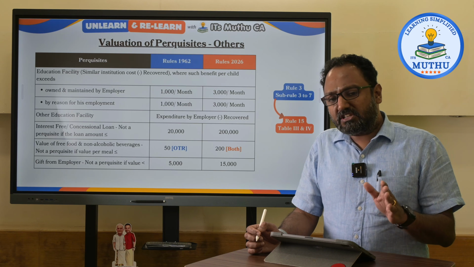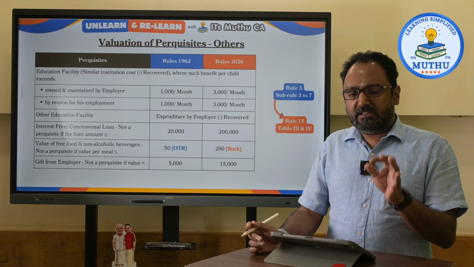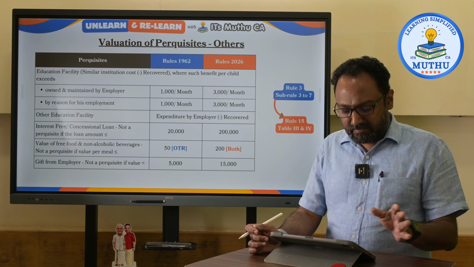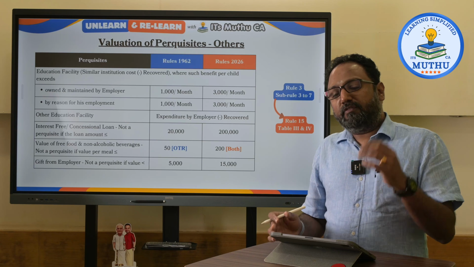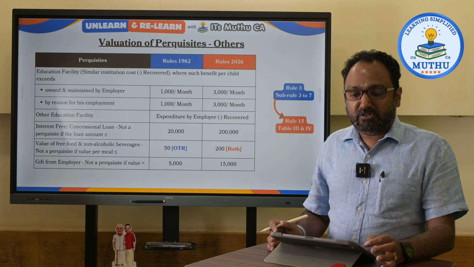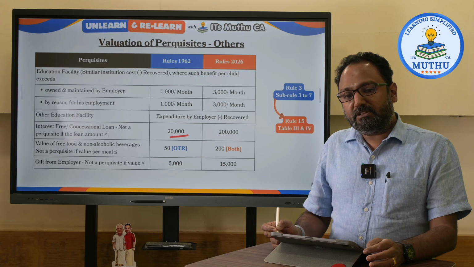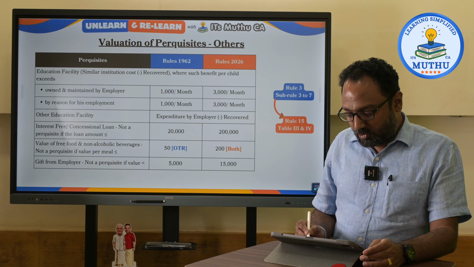For every other education facility in any other school or something, it is default. That is your total expenditure minus recovered will be your total. And then interest-free concession loan, which for a very long time was not considered a perquisite, was only up to 20,000 per month. Now this is multiplied 10 times and it is being made 2 lakhs.